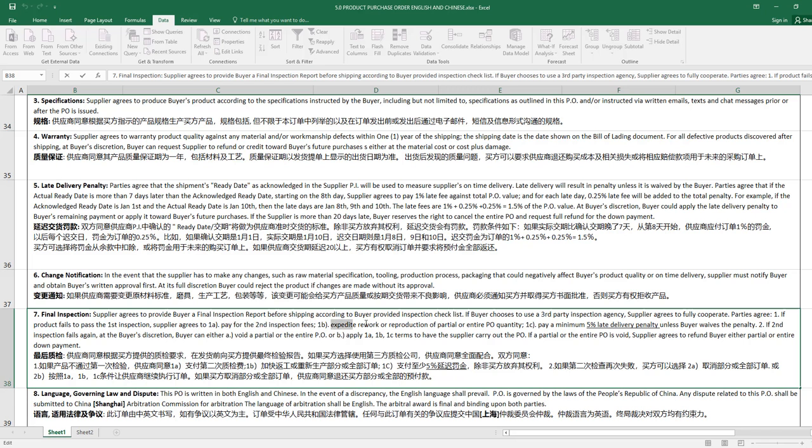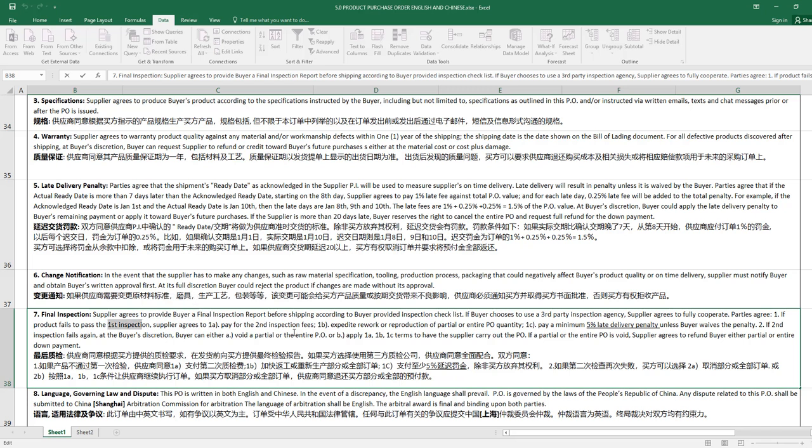They have to expedite the rework or reproduction of partial or entire purchase order. If they failed, meaning they're already late, they have to expedite the reproduction of the purchase order. And number 3 is to pay a minimum 5% late delivery penalty unless they are working with you proactively, resolving the issue, asking for forgiveness. In that case, you could possibly waive the penalty. So these 3 conditions are set for the first inspection failure.